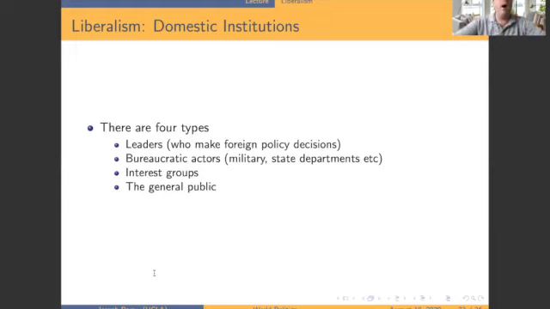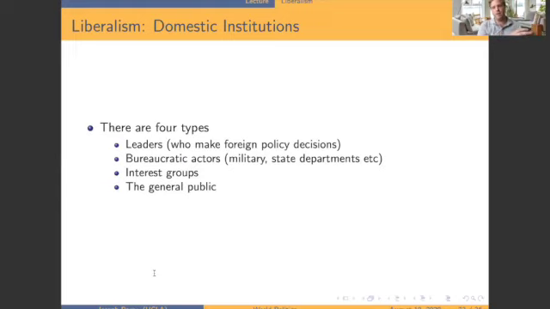The next group is interest groups. So these interest groups have preferences that differ from the national interest, and preferences that differ from one another. Some groups may benefit from war, and some groups may be completely against war because it would be totally against their interests. How are these groups successful in shaping foreign policy? Well, the logic of collective action.